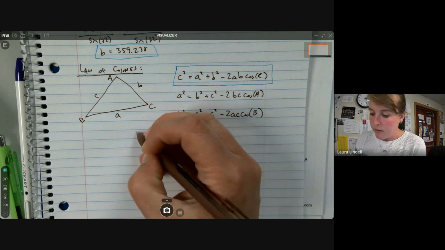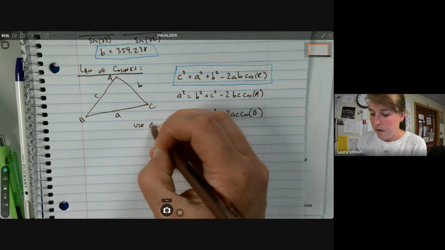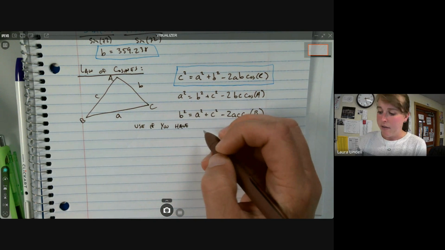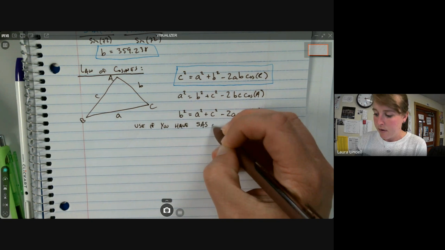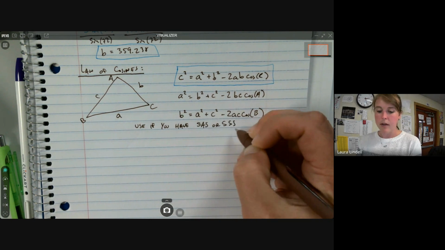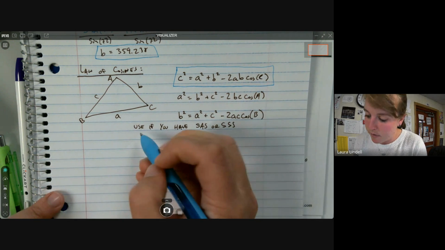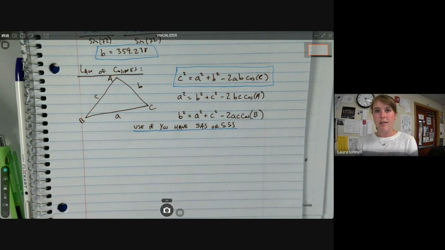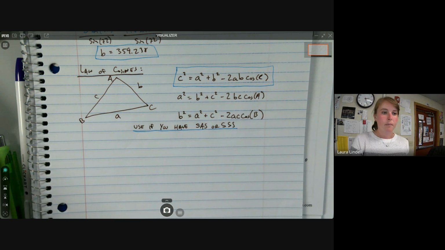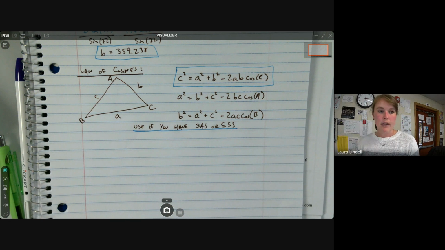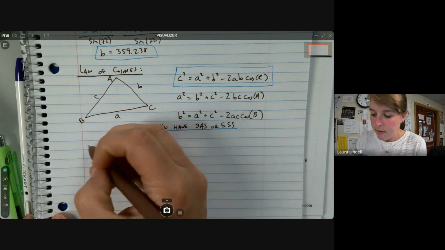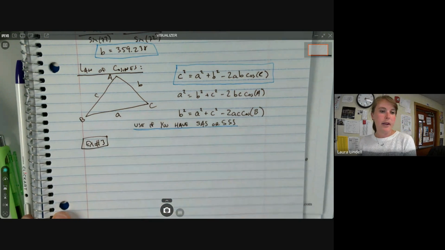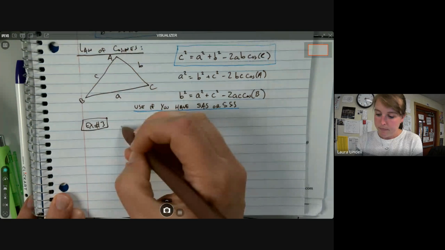You want to use this if you have the SAS or the SSS case. So if you know all of the sides, or if you only know one angle and you know two sides that are on either side of that angle. So we're going to see what that might look like for us here. So example number 3, this is our last example for the day. Here we go.